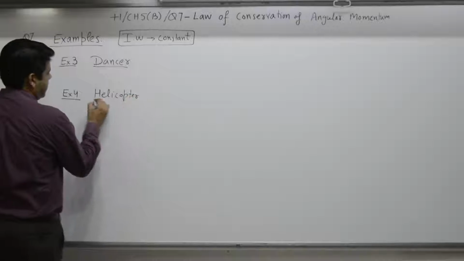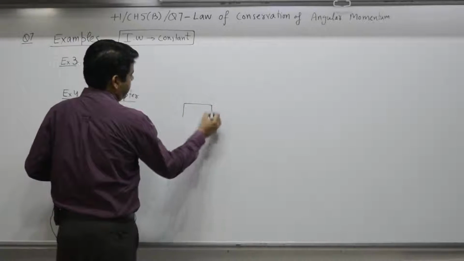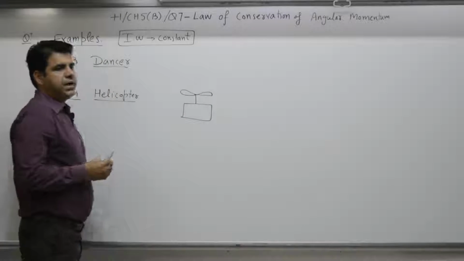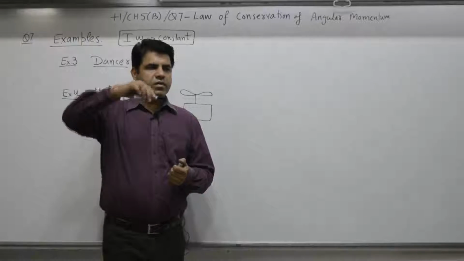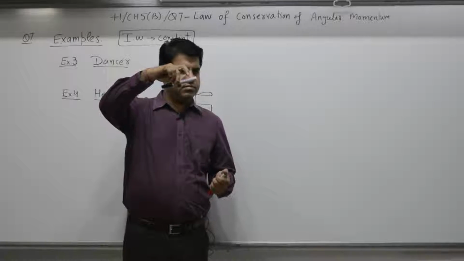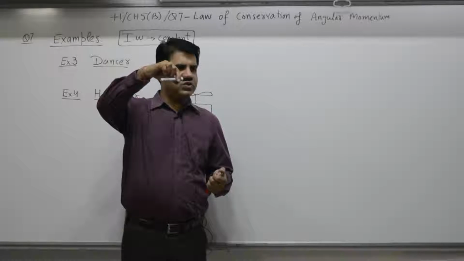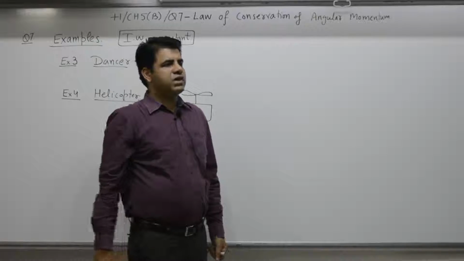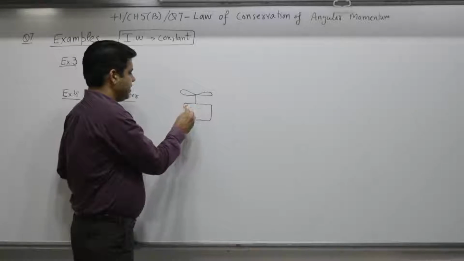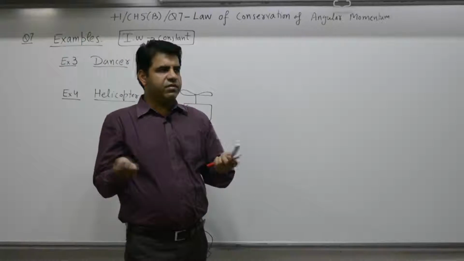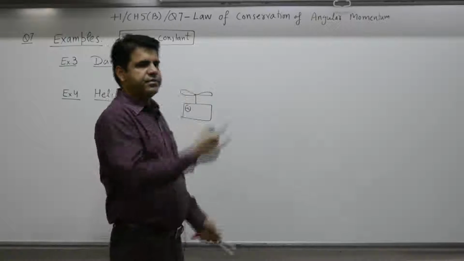Helicopter, cabin, blade. Suppose there is only a single blade. Fine. If this blade rotates clockwise, as per the law of conservation of angular momentum, the cabin will start rotating anticlockwise, and the pilot is inside the cabin. So the pilot will also start rotating.